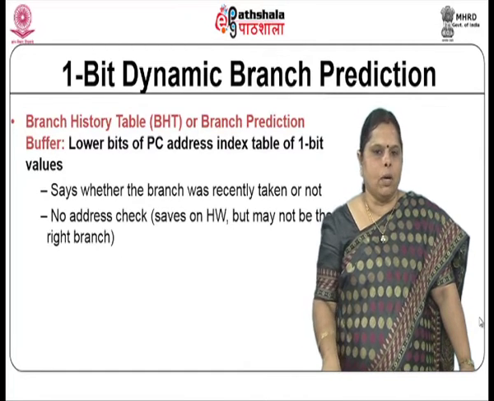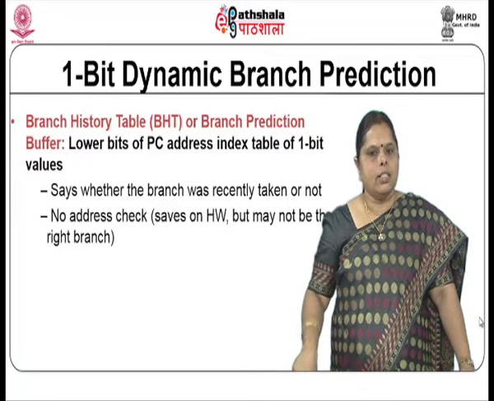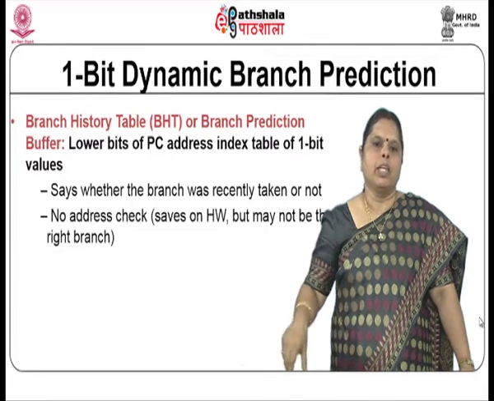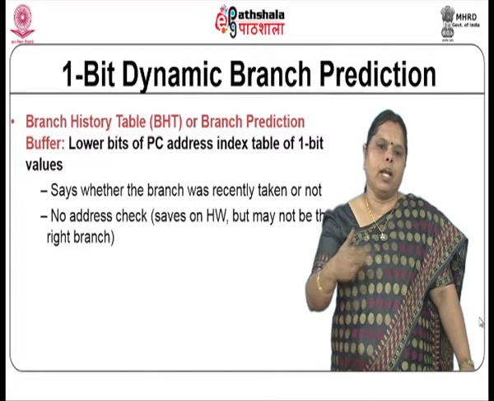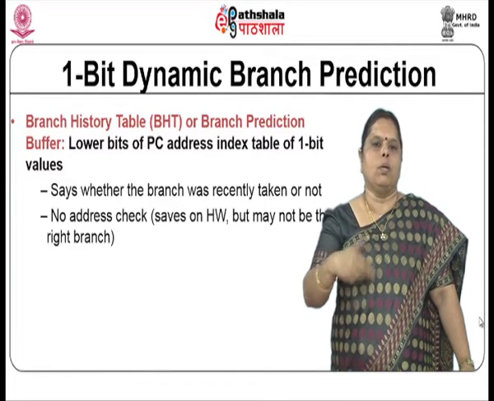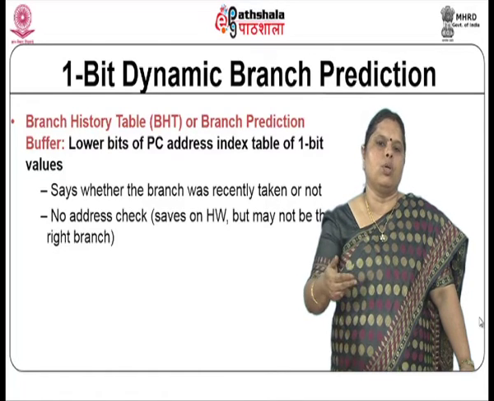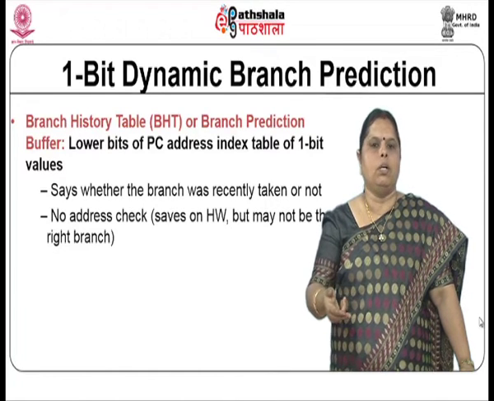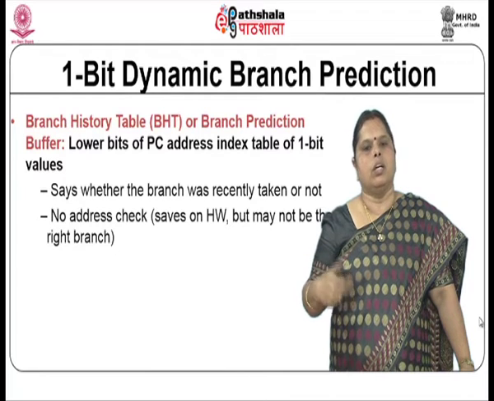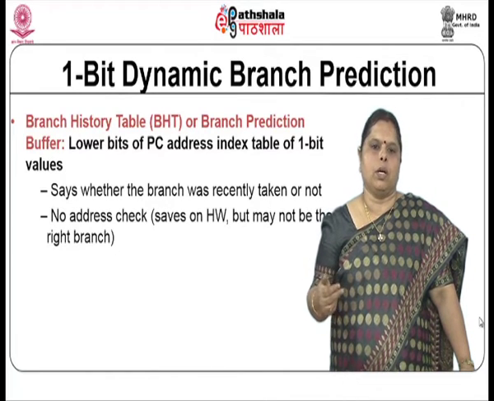So, when you get a branch, what you do is use the least significant bits, index into this branch prediction buffer, and get the prediction from there. If the predictor says that the branch is predicted to be taken, then assume that the branch is going to be taken and fetch from the target address. If the predictor stores a 0 and says that the branch is predicted not to be taken, then bring it from the not-taken path, that is, the sequential address. So, that is how a dynamic branch predictor works.